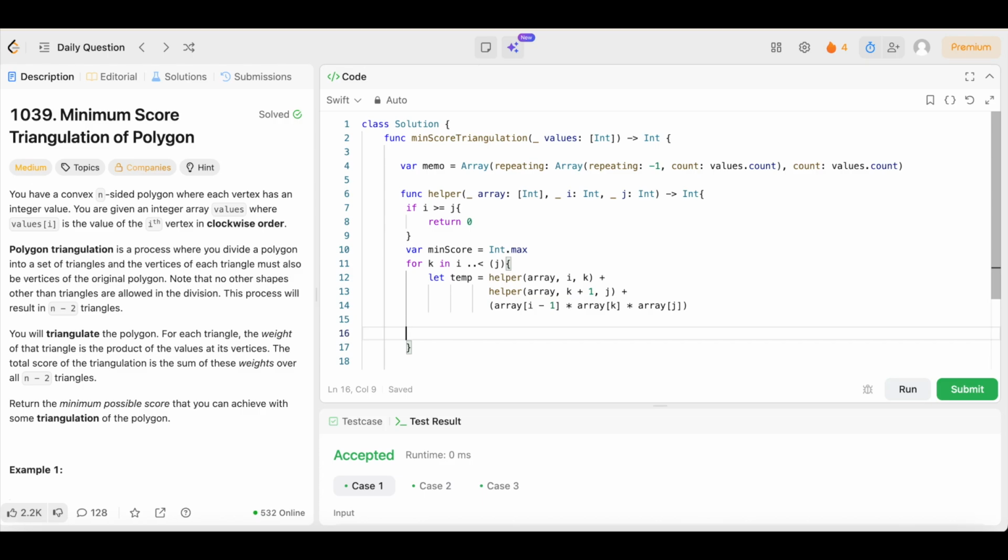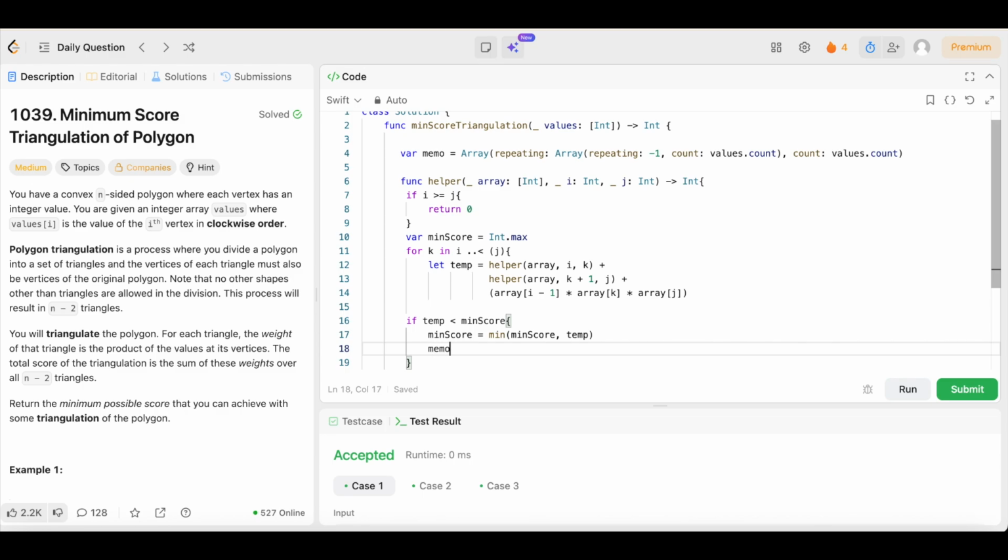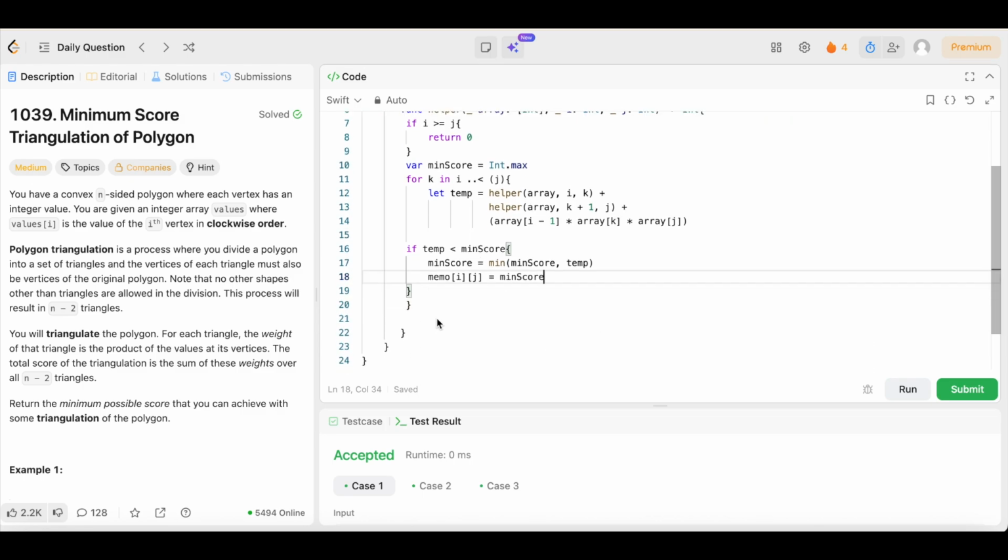Boom. Now we need to keep track of the smallest total score by coming underneath this and we are going to say if temp is less than min score, then we are going to open up the brackets and we're going to say min score equals min, open up the parentheses, min score, comma, temp. Then we need to store the current best in the memo table by coming underneath this. And we're going to say memo, square bracket I, square bracket J equals min score.